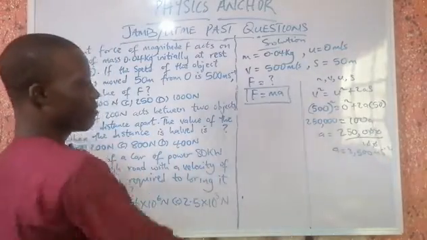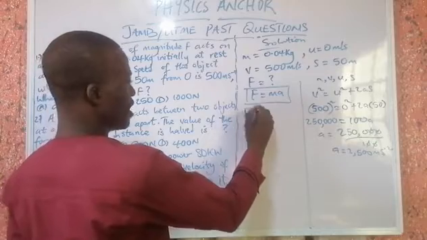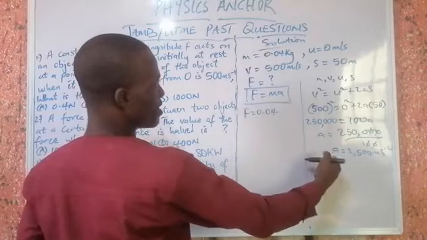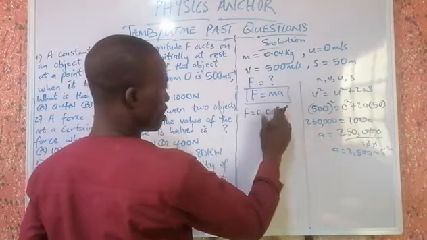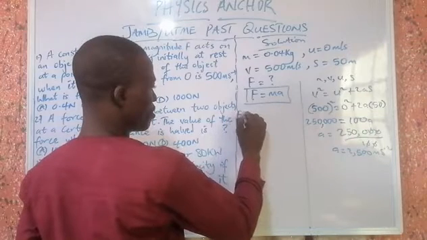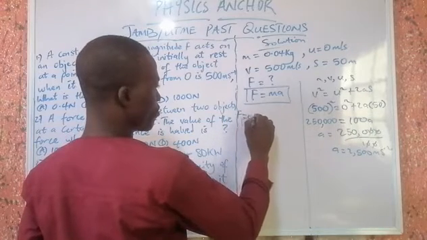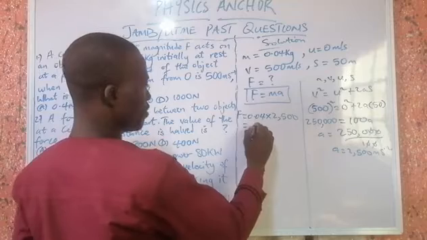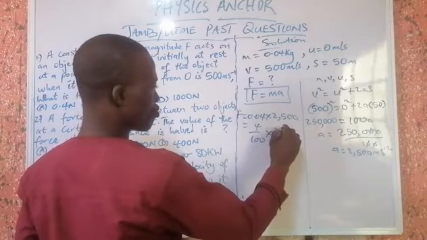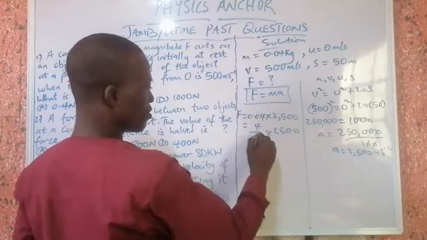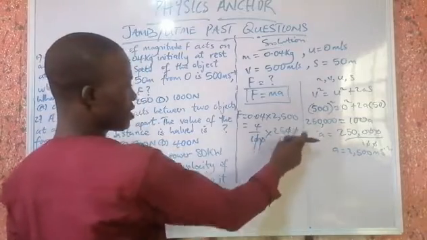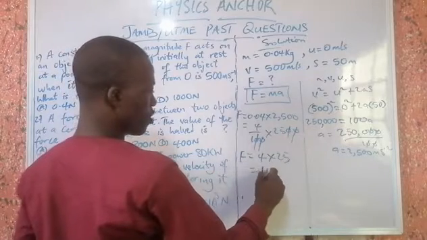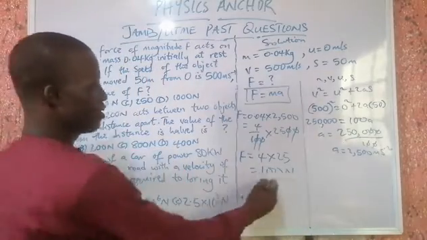Having my acceleration, I can calculate my F. F equals MA. Our mass is in its SI unit, that's 0.04, times the acceleration that we already have, which is 2,500. So F equals 0.04 times 2,500. That gives 4 over 100 times 2,500. The zeros cancel, so the F I have will be 4 times 25, and that will be 100 Newton, because we are calculating force.